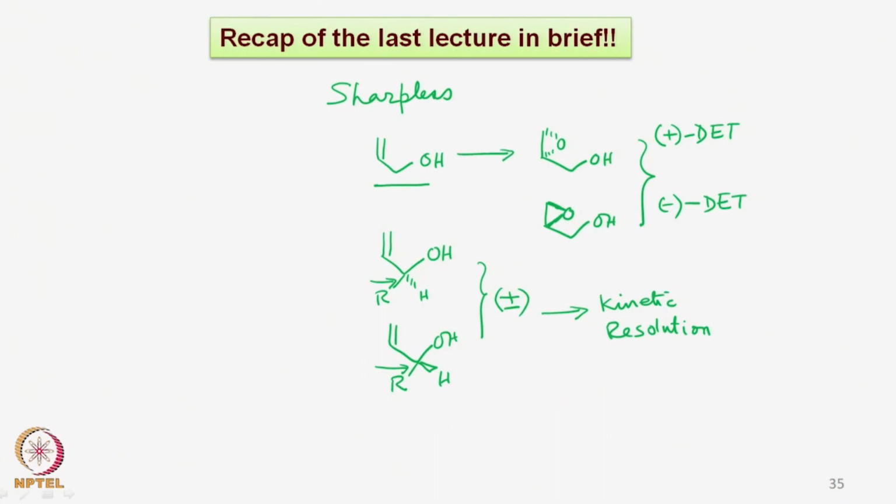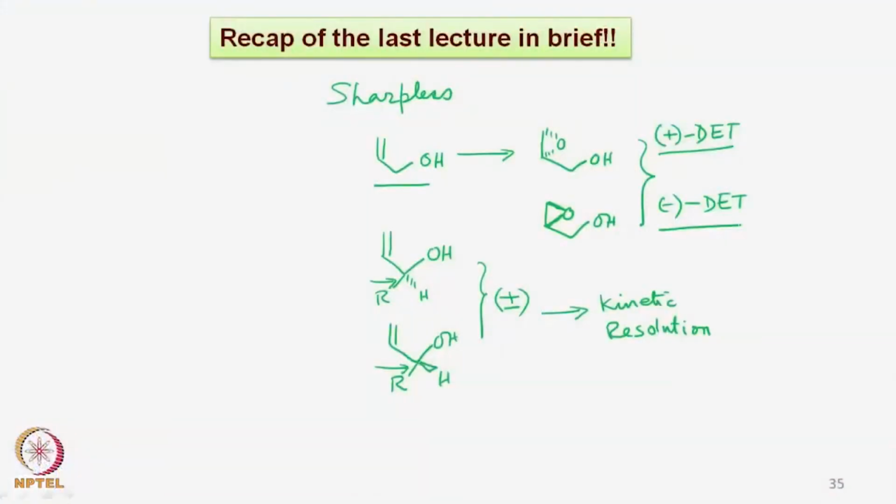Up to here we had seen, and we also saw the mechanistic aspects of these reactions, how the dimeric species of the titanium catalyst allows this orientation of the epoxide to come from the lower side in case of plus DET, and from the top side or the beta side when we use minus DET. Having obtained such epoxy alcohols in very high enantiomeric purity in a catalytic fashion, we also saw the utility of molecular sieves to remove water and isopropanol from the reaction medium to make the reaction catalytic.